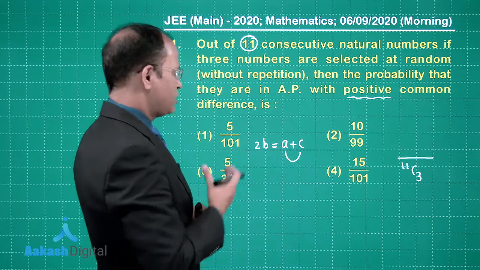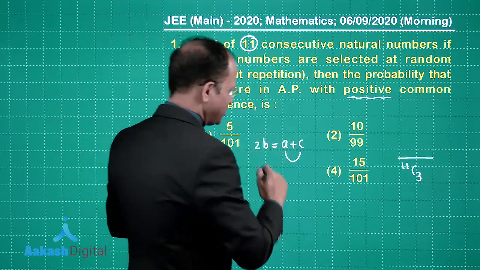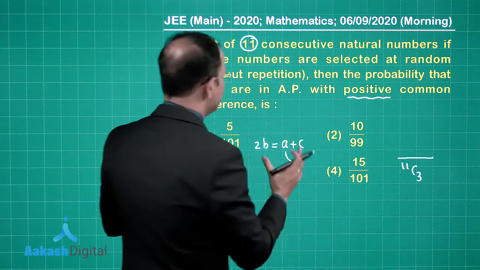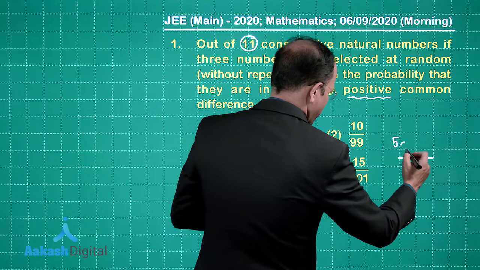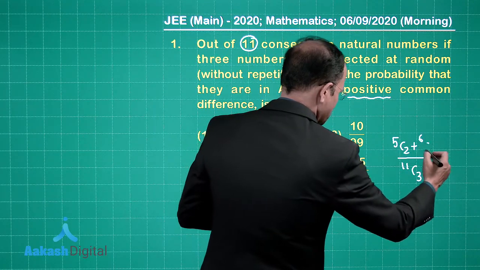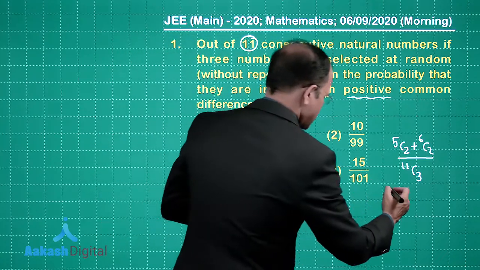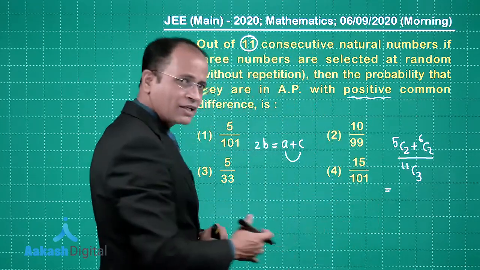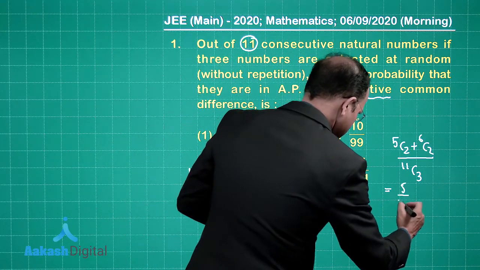So if I talk about the selection of odd numbers and even numbers, out of 11 consecutive natural numbers, we can write it in this way: 5C2 plus 6C2. So this is what we have. Now, if I do the simple calculations, we get 5 upon 33 to be the right answer.